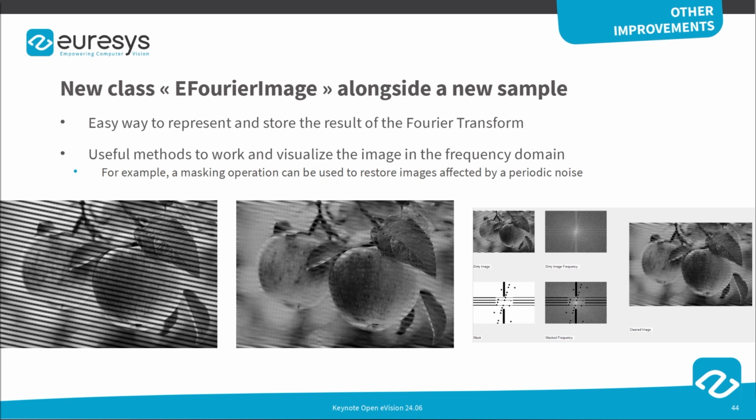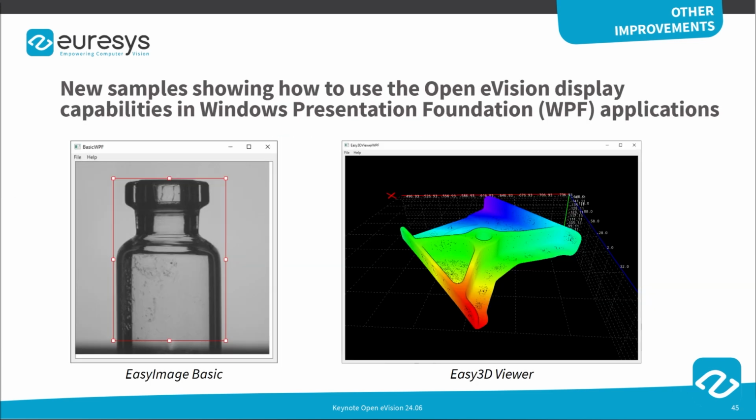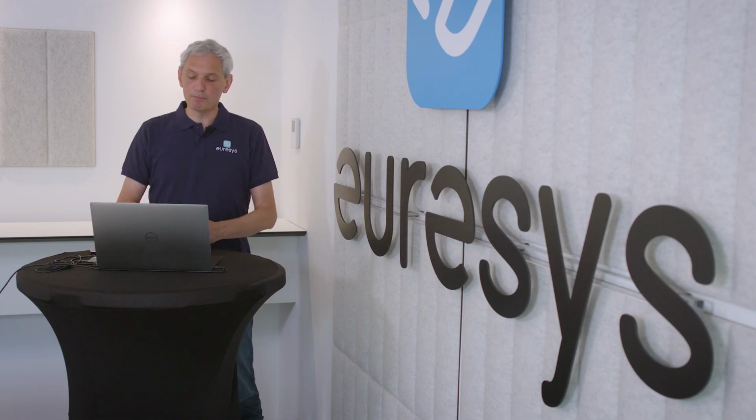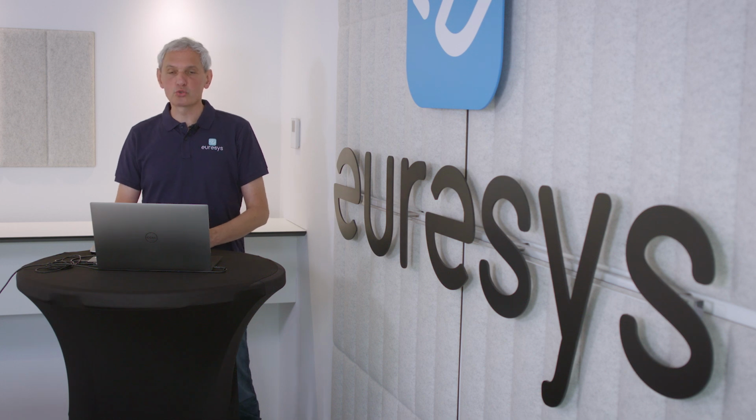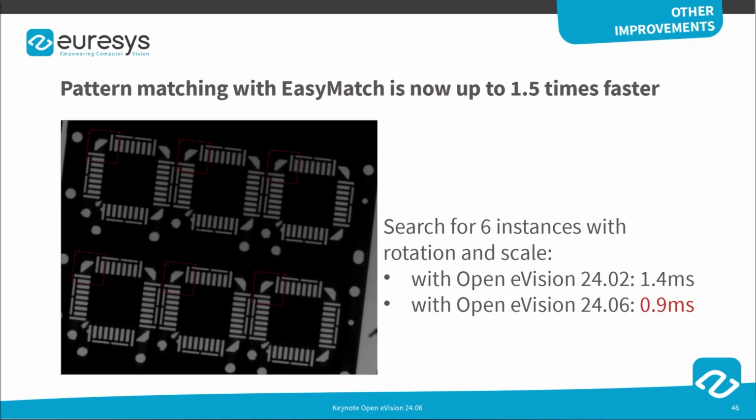So it really helps if you would like to use the Fourier transformation, for example here to remove periodic noise in images. We also introduce some new samples in OpenEVision, samples using the Windows Presentation Foundation SDK. So it's a specific SDK for Windows. These samples show how to use the display capability of OpenEVision in WPF with a basic sample and a more complex 3D sample.